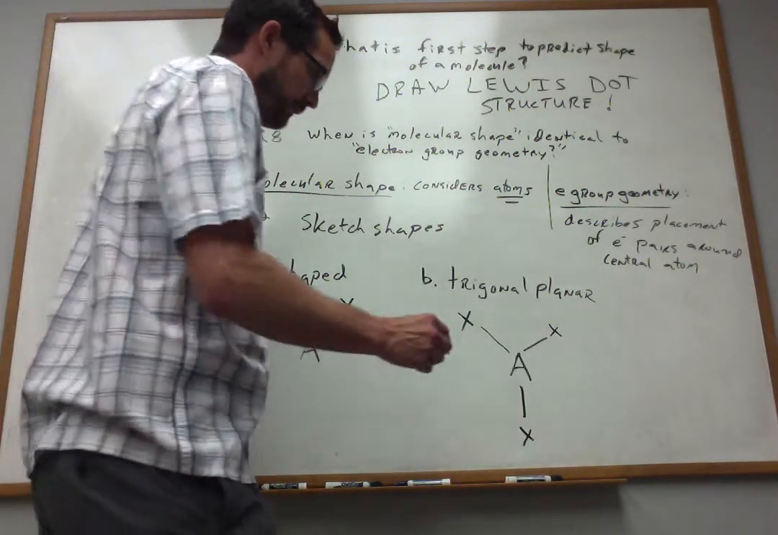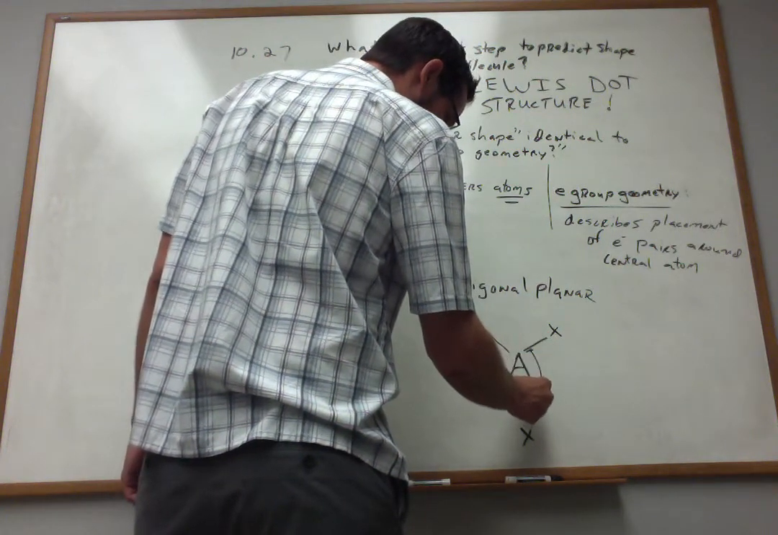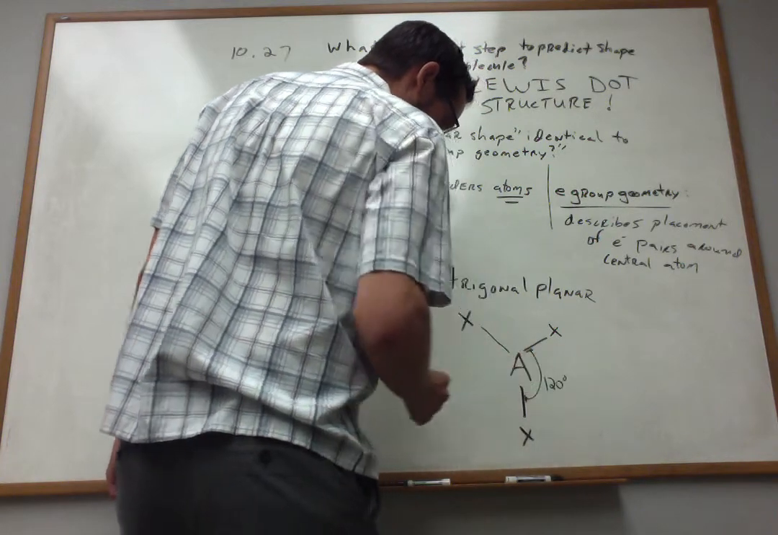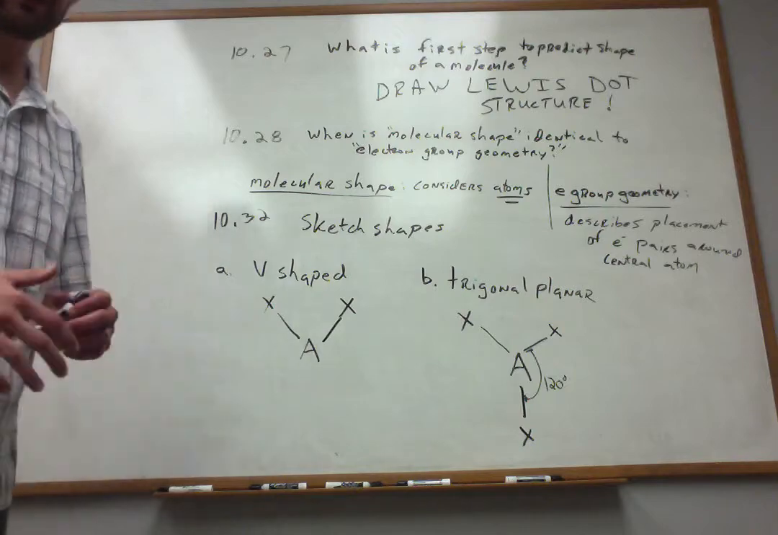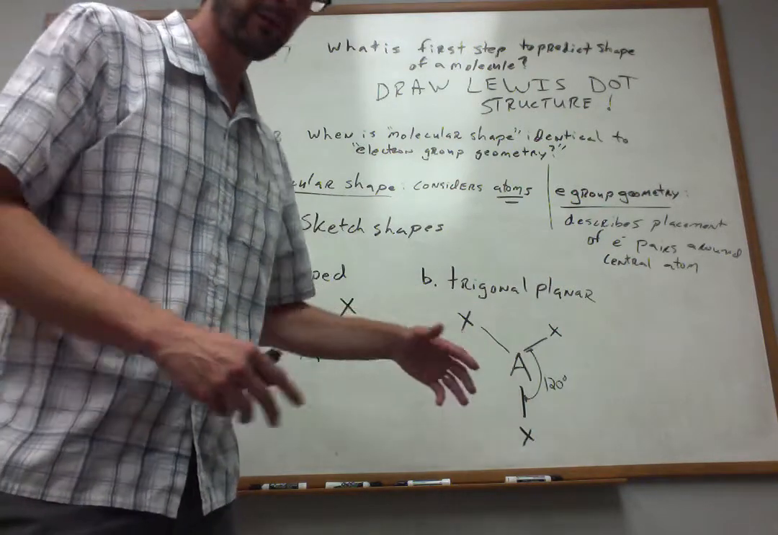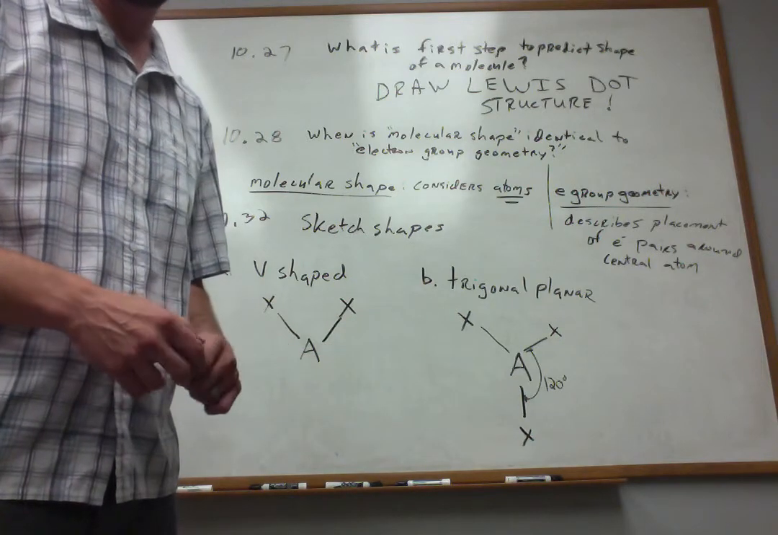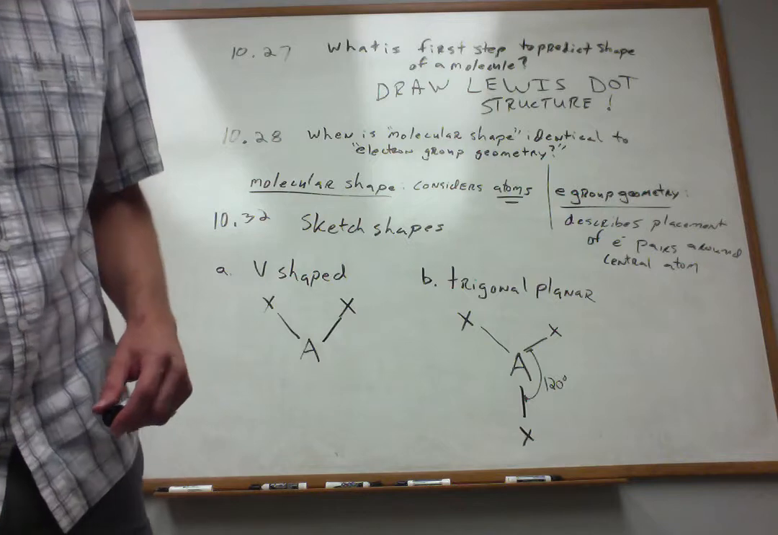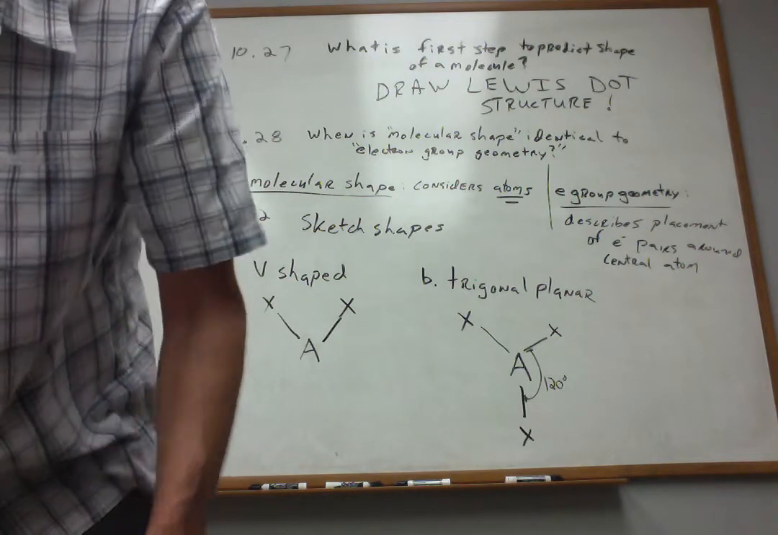Okay? Turns out that the bond angles in a trigonal planar case are 120 degrees. That's the furthest you can get these bonding pairs away from one another if you've got 3 regions of electron density around the central atom. All right? So that's trigonal planar geometry. Okay, so let's move on. That's A and B. What are the next ones here?